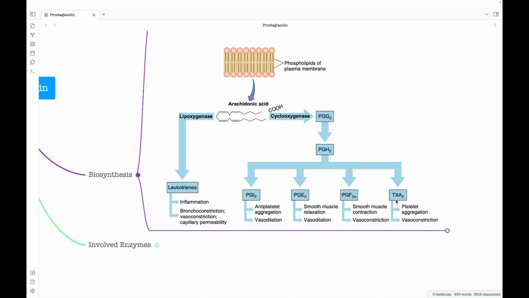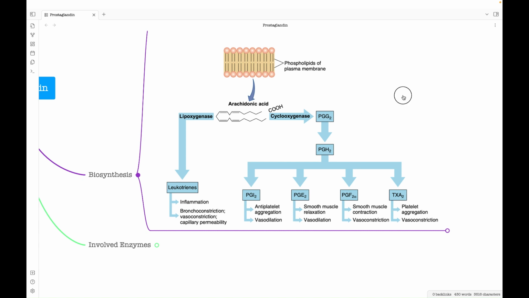Similarly, thromboxane A2 is associated with platelet aggregation. We have just discussed that PGI2 is associated with antiplatelet aggregation, so it will inhibit blood coagulation. But thromboxane A2 is associated with platelet aggregation and vasoconstriction. So thromboxane A2 is the main prostaglandin which is associated with blood coagulation, and for blood coagulation obviously we need vasoconstriction. In future, whenever we discuss the blood coagulating factors and the blood clotting process, we'll also discuss this thromboxane A2.